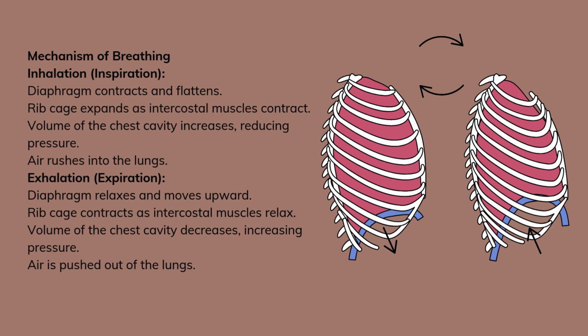Exhalation, expiration: diaphragm relaxes and moves upward. Rib cage contracts as intercostal muscles relax. Volume of the chest cavity decreases, increasing pressure. Air is pushed out of the lungs.